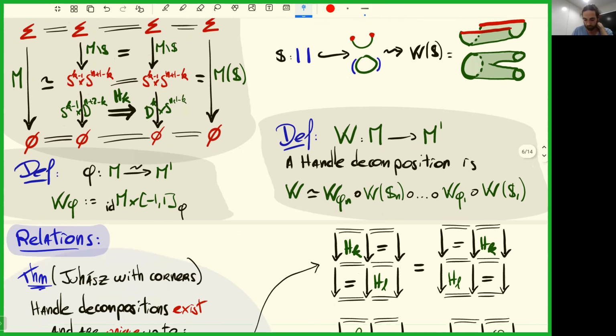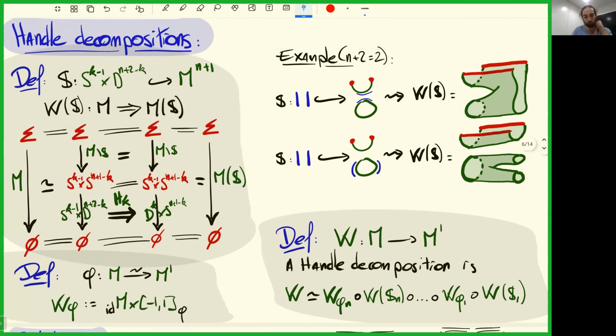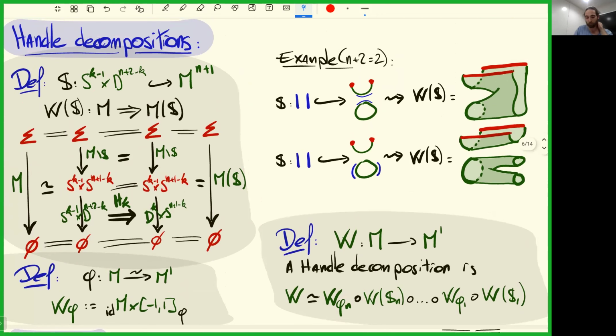Okay, and so great. What I want to look at now is, well, first state that these things exist, and also study how unique they are and what kind of relations can relate such decompositions. Okay, so maybe before I go on, are there any questions so far?